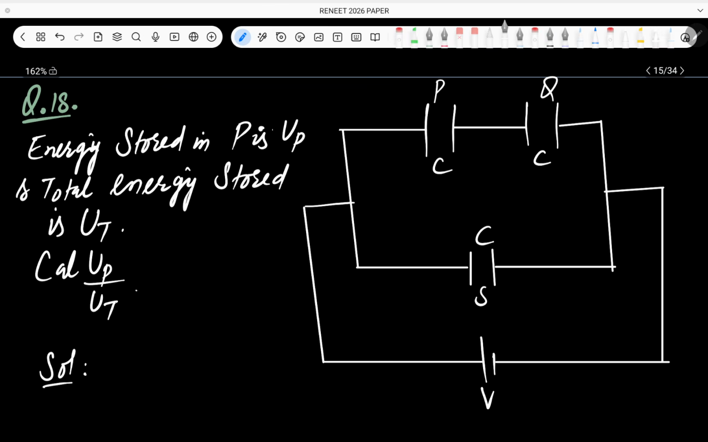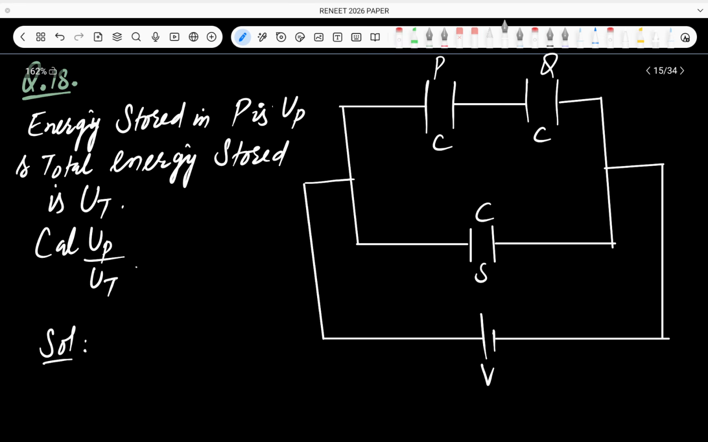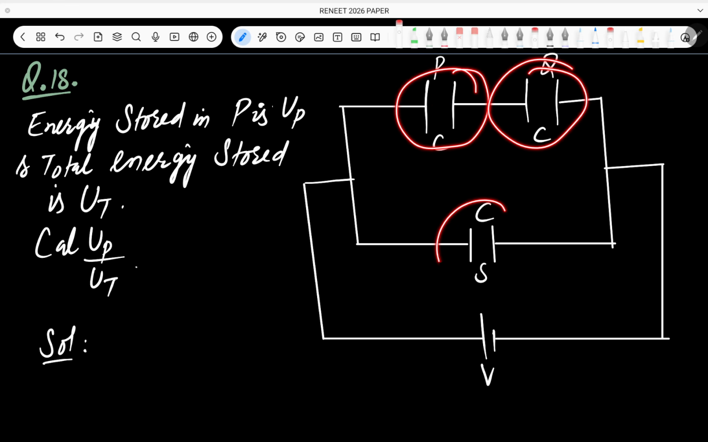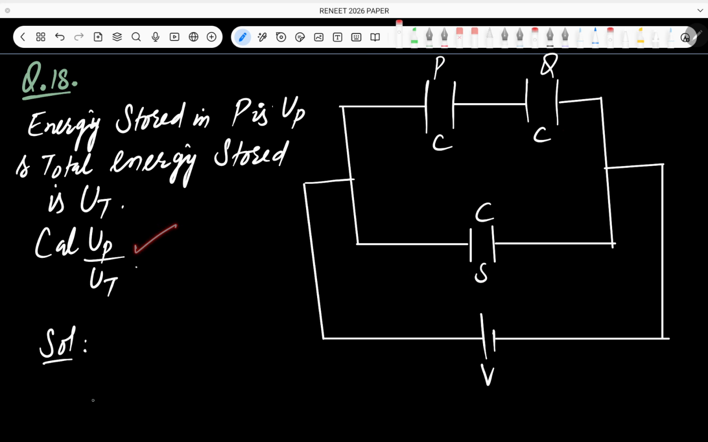Question number 18 can be done easily. It is not that difficult a question. In the diagram, there are 3 different capacitors given to you: capacitor P, capacitor Q and capacitor S. The capacitance of each capacitor is given as C. The question is: the energy stored in capacitor P is UP, and the total energy stored in all 3 capacitors is UT. Calculate the ratio UP divided by UT. That's what you are supposed to calculate.